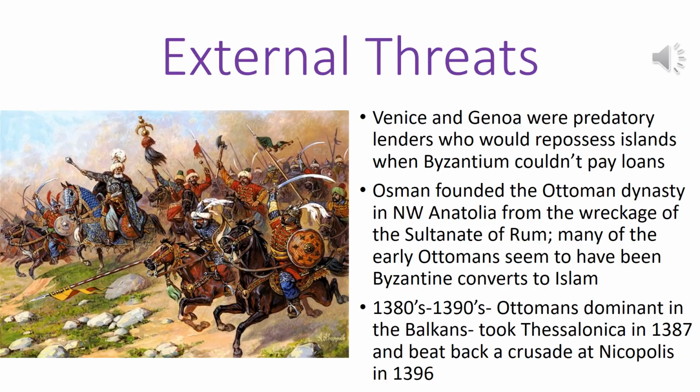Rome. At any rate, by the 1380s and 1390s, the Ottomans are completely dominant in the Balkans. They overrun Thessalonica in 1387, and they're also able to defeat a crusading effort at Nicopolis, which was launched by Western and Eastern European powers in 1396. And after that, the Ottomans continued to expand fairly unabated. We'll talk about one little reprieve that the Byzantines got, but ultimately this will be a stay of execution and not a change of sentence.